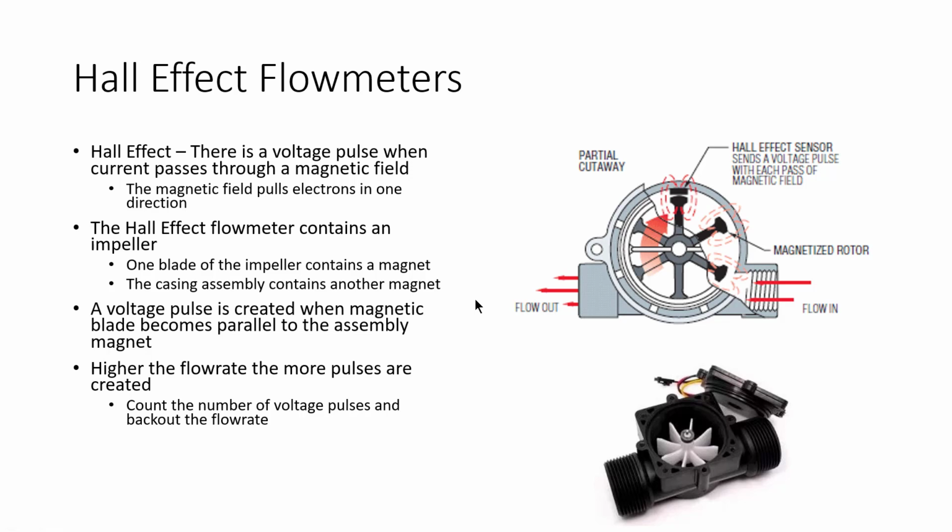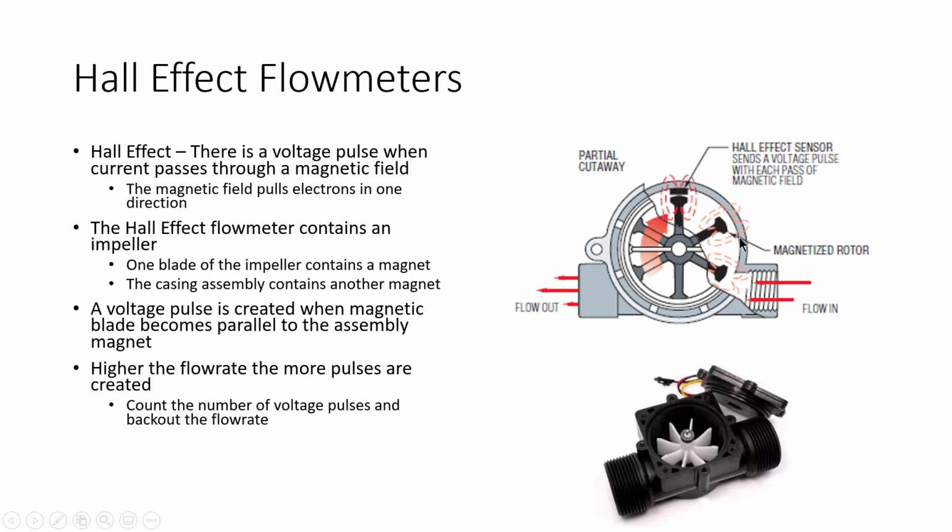The other flow sensor that we'll be using is what's called a Hall effect flow meter or a flow sensor. And what the Hall effect essentially says is that if you pass current through a magnetic field, the magnetic field pulls the electrons in one direction, so this causes a voltage pulse or a voltage drop. So the way the Hall effect flow meter is constructed is we have a turbine with several blades, and one of the blades actually has a magnet on it.